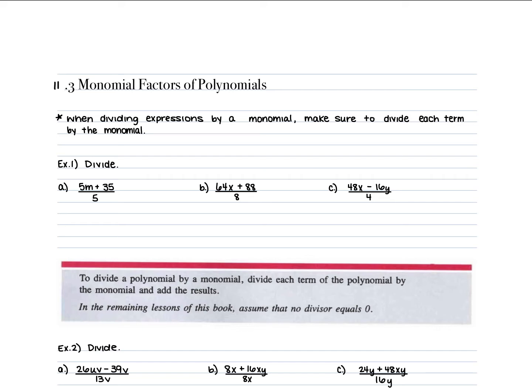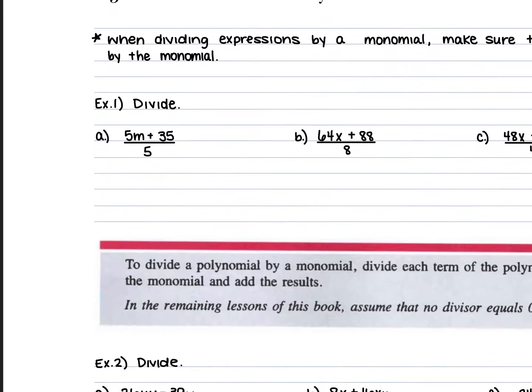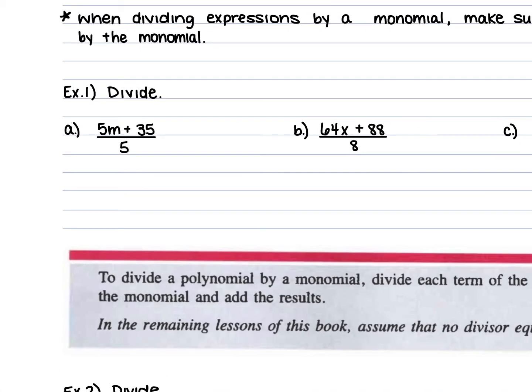For A, we have 5m plus 35 all over 5. So we're going to do the 5m divided by 5 as well as the 35 divided by 5. 5m divided by 5, the 5's cancel, so we just have m, and 35 divided by 5 gives us 7. So m plus 7 is that fraction simplified.